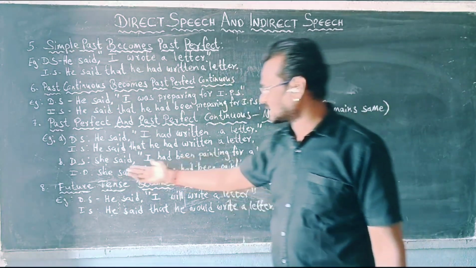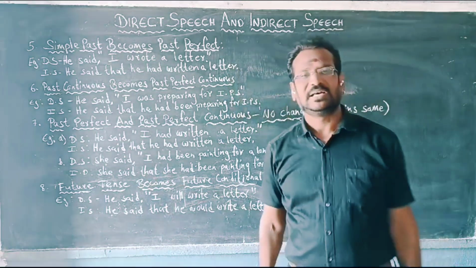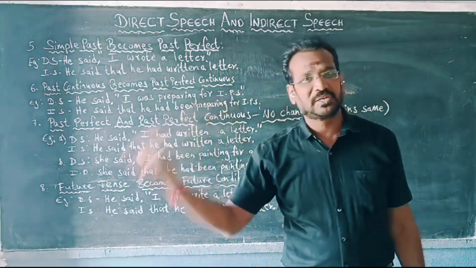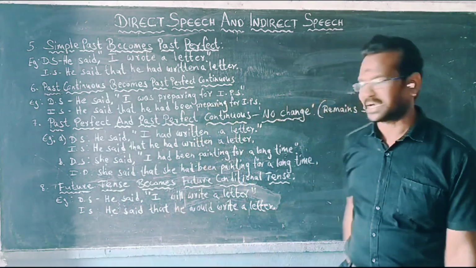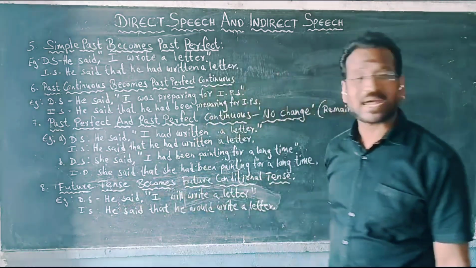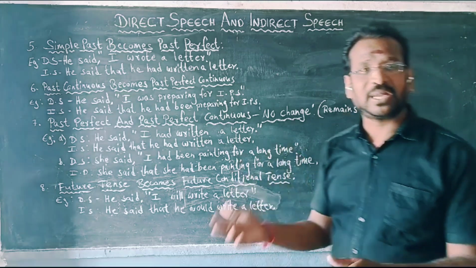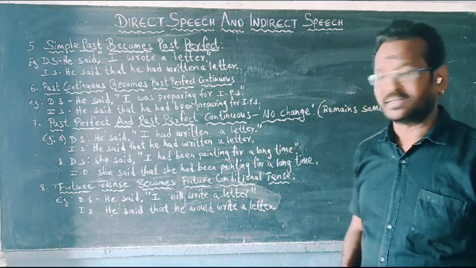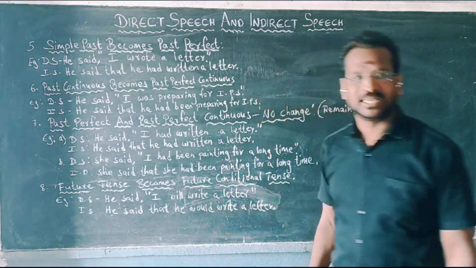And here, the last one, the seventh and eighth: future tense becomes future conditional tense. That means will becomes would, may becomes might, can becomes could. Those are called conditional tenses. For example: he said, "I will write a letter." When we are changing into indirect speech, "will" becomes "would." So: he said that he would write a letter.